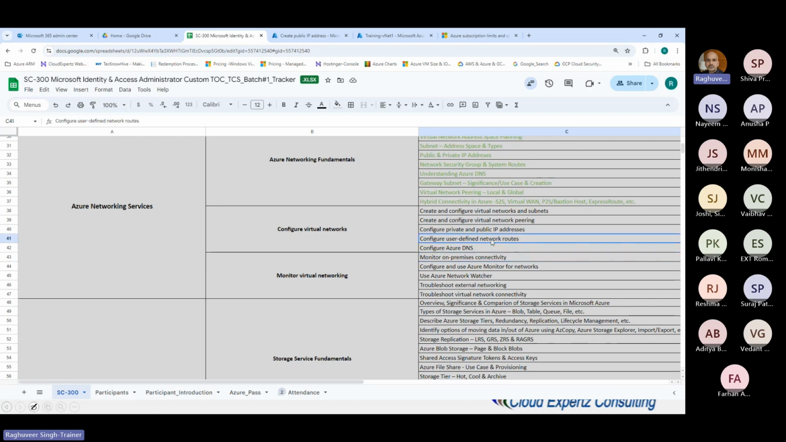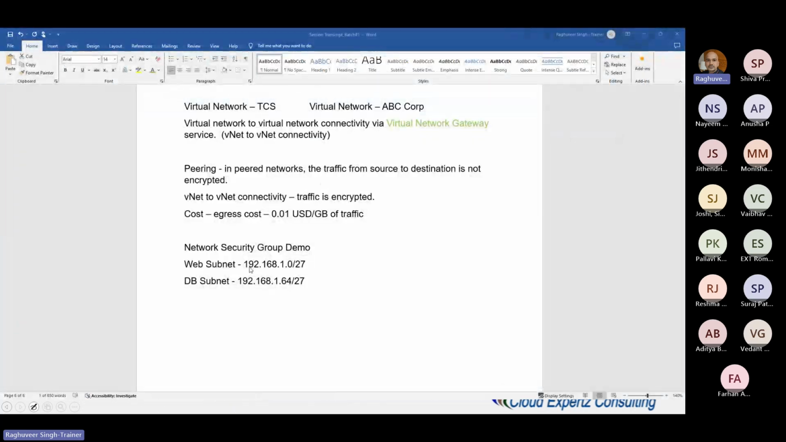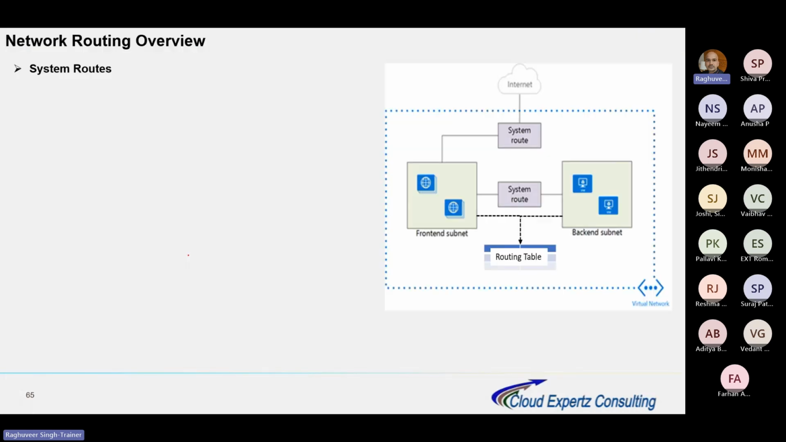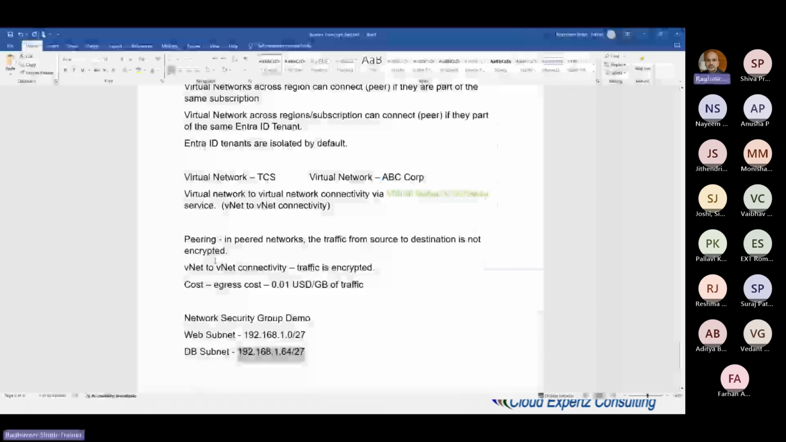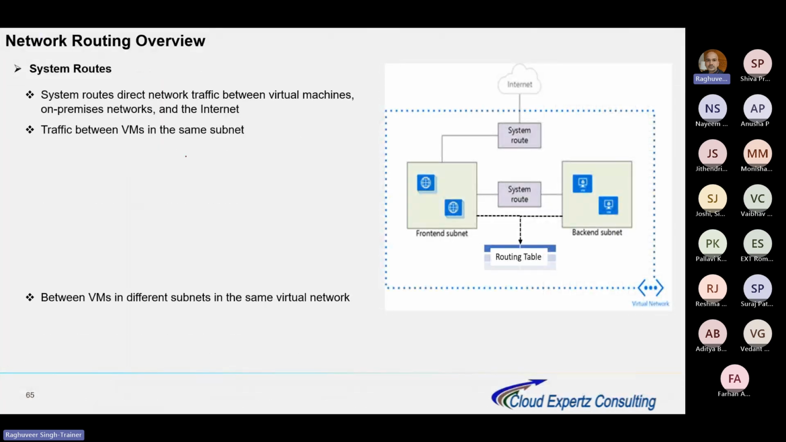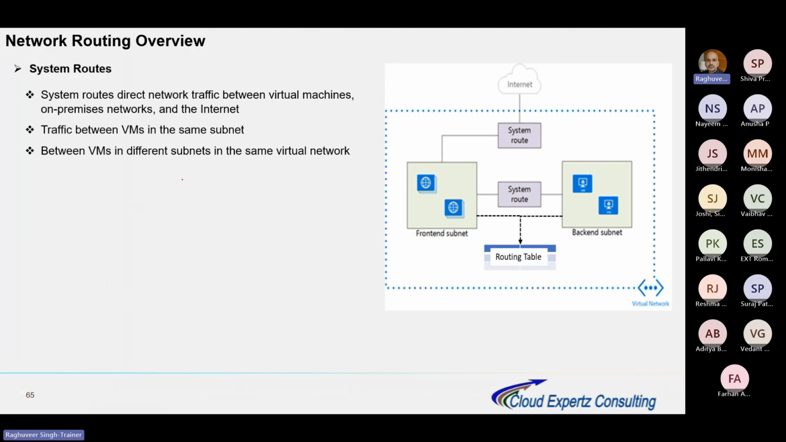Configure user-defined network routes. Now, what are user-defined network routes? As I said yesterday, when you want to forward traffic from Azure to on-premises so that your firewall can filter it, you will create user-defined routes. I'll show you how it works. You also have a slide that talks about system routes in my presentation. You will receive this presentation today itself. I forgot to send this presentation yesterday.